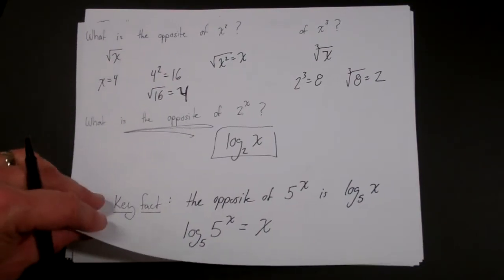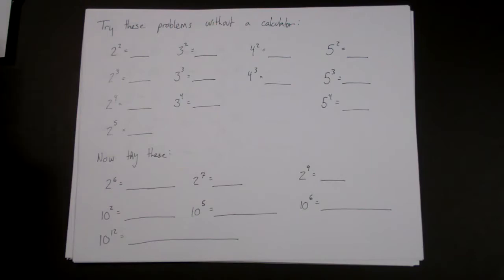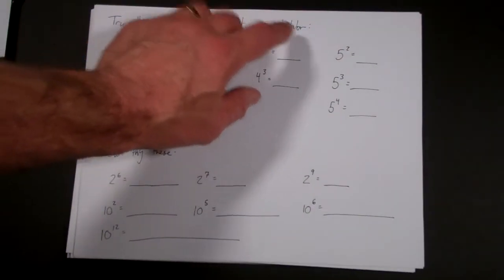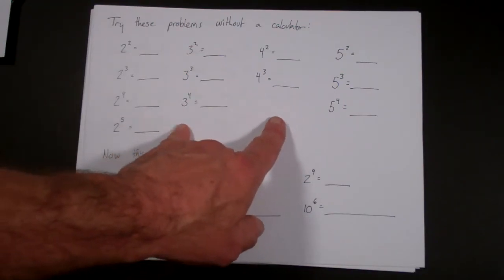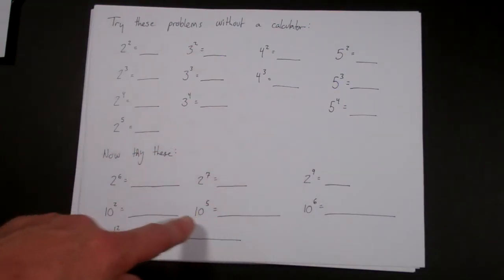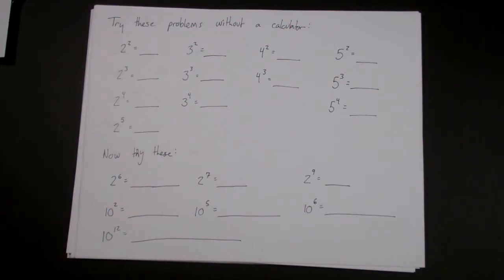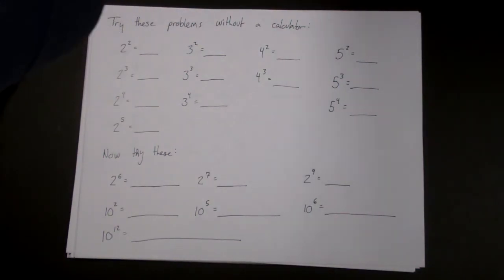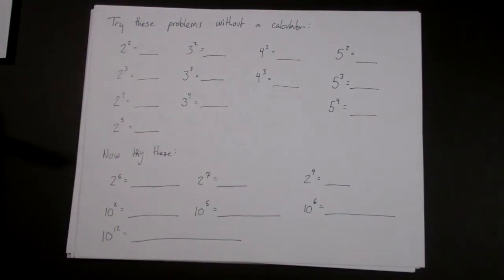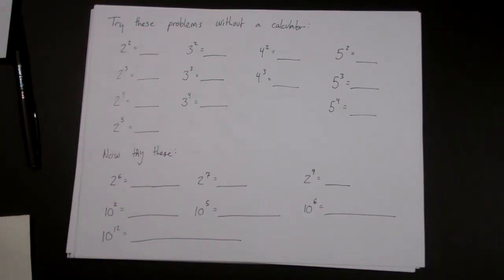Let's get started with some simple examples. So what I want you to do now is try these examples here without a calculator. And then after you try those, let's try these right here. And what I'm going to ask you to do is pause now, work out these problems, and when you're finished, turn the video back on.